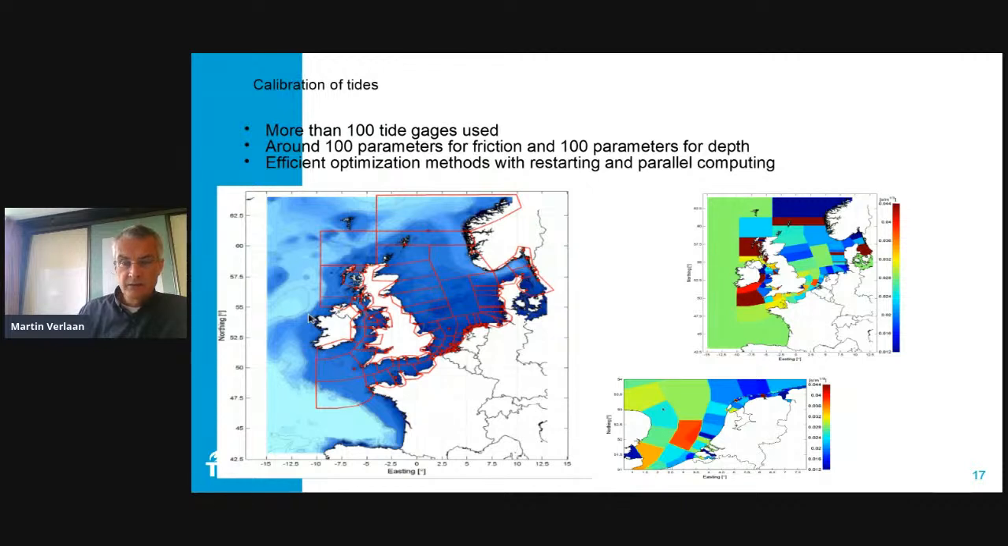These are then the parameters that we would like to tune using the observations, and the observations in this example are given by the tide gauges in each red dot. So there's a little over 100 tide gauges in the area here, and these are all used.